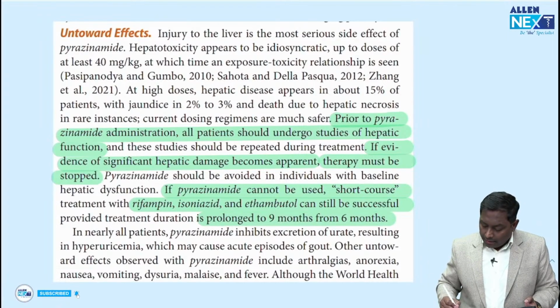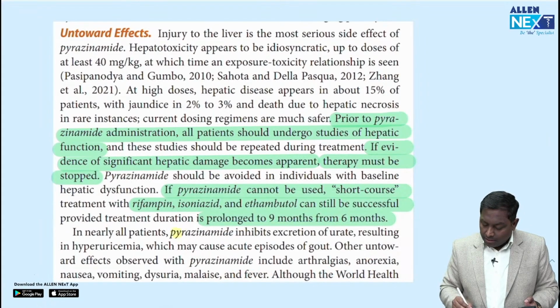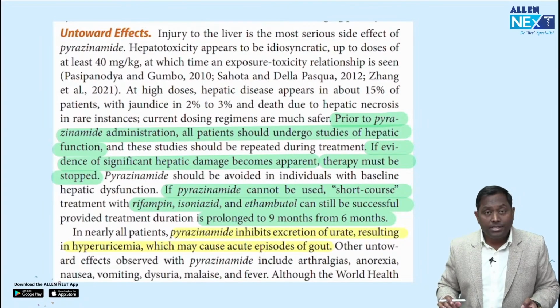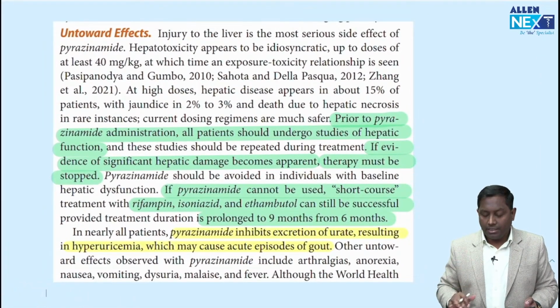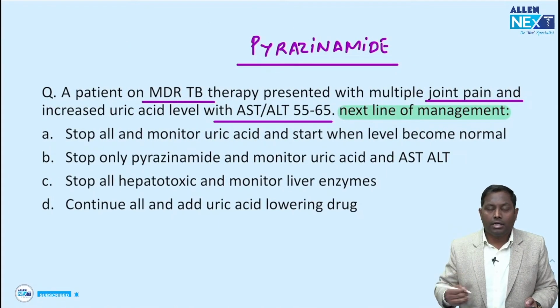Okay. Next line it's saying, in almost all patients, pyrazinamide inhibits excretion of urate resulting in hyperuricemia, which may cause precipitation of gout. What is the main problem here for your patient? The main problem for your patient here is the precipitation of gout, and in that scenario it is always advised to add a urate lowering drug and continue the same.